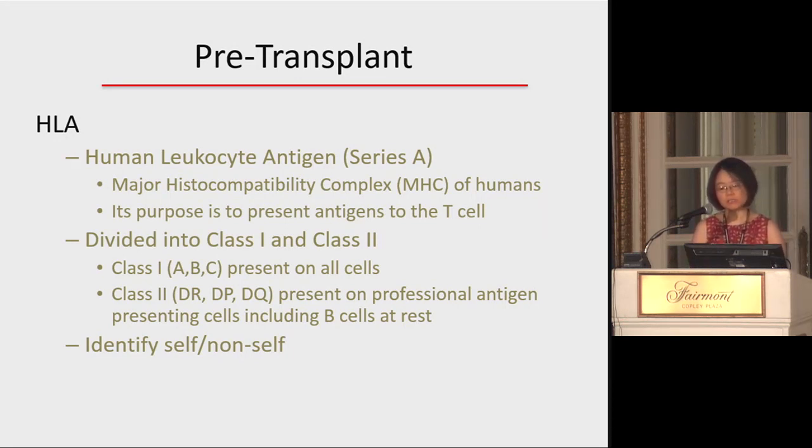So HLA is divided into class 1 and class 2. Class 1, the A, B, and C loci, are present on all, it should say nucleated cells, actually. Whereas class 2, which is the DR, DP, and DQ loci, are present on professional antigen-presenting cells. So meaning dendritic cells, macrophages, and B cells.